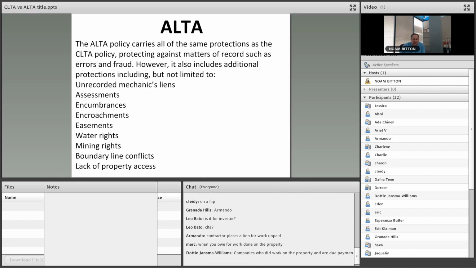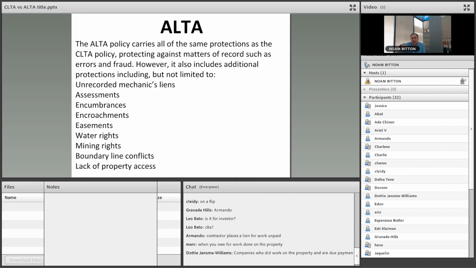When do you owe for work done on the property? Very good. So basically, companies who did work on the property. Very good, guys. So, mechanic liens. You did some work on the property and you didn't pay the contractor. The contractor can put a mechanic lien on the property. Now, a mechanic lien is a lien, but this is the thing about it: every contractor can put one, and it's going to hold for 120 days. It used to be 90, but they extended it to 120 days.